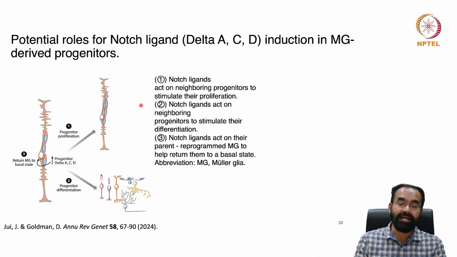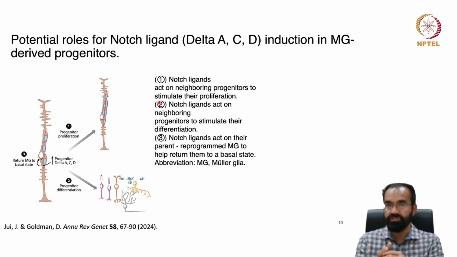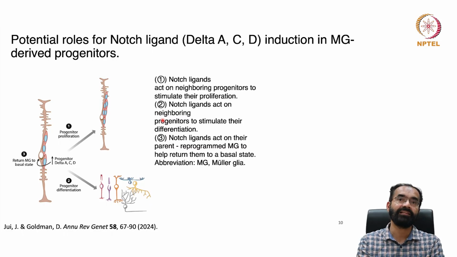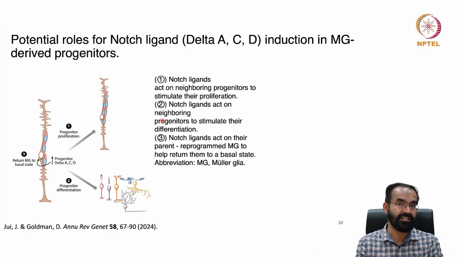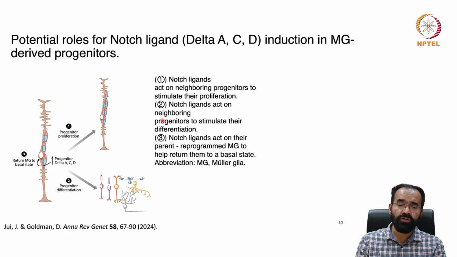Notch ligands act on the neighboring progenitors by juxtacrine signaling, to stimulate their differentiation. The Notch expressing cell will not differentiate; it will proliferate. But the Notch expressing cell tells the Delta expressing cell to differentiate: don't proliferate, differentiate into a retinal neuron. And Notch ligands act on their parent reprogrammed Muller glia to help return them to the basal state. This also happens. You can see in stage 1, progenitor proliferation, stage 2, progenitor differentiation, and stage 3, return of Muller glia to the basal state.